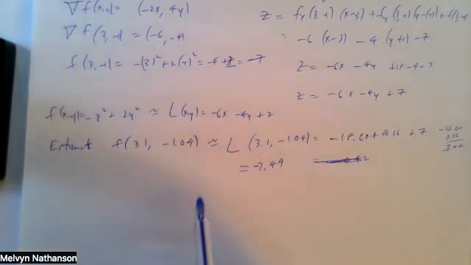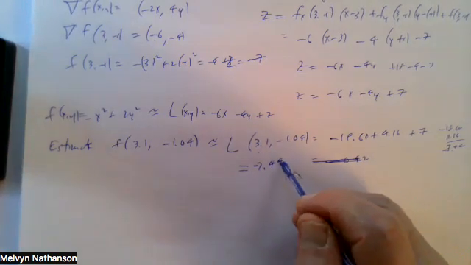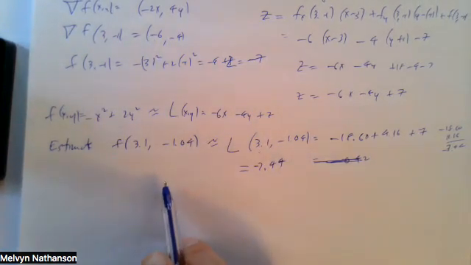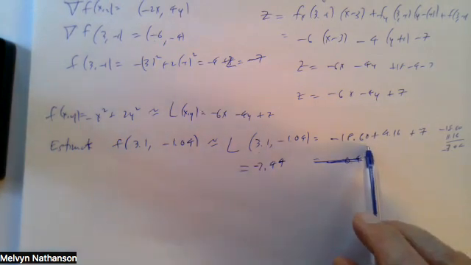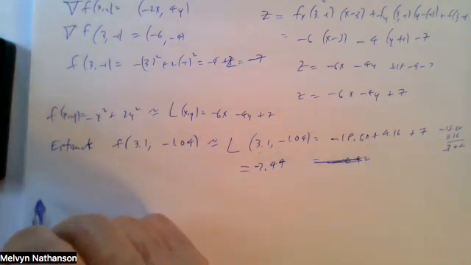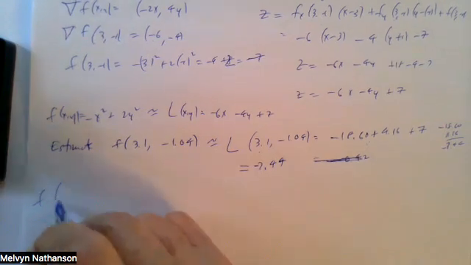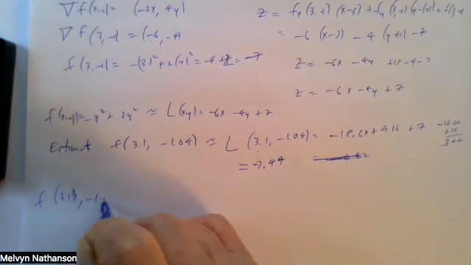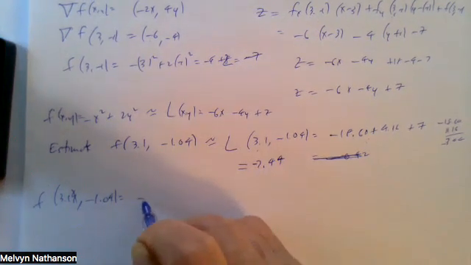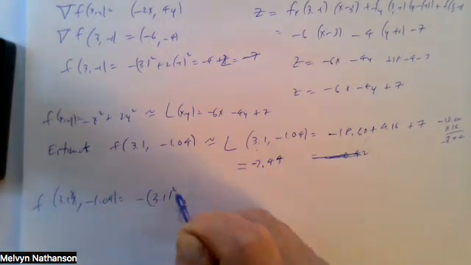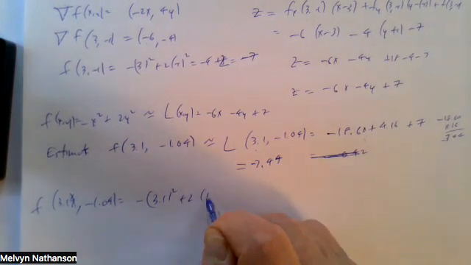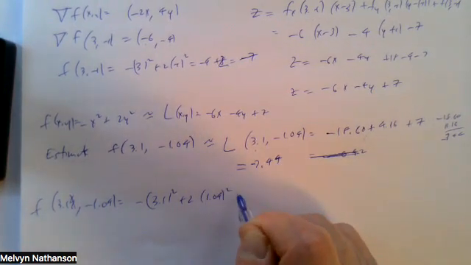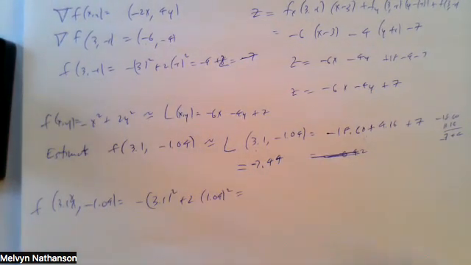So this is my approximation to the value of the function at 3.1. And it's easier to compute this than to compute exactly what is f of 3.1 minus 1.04. It's going to be minus 3.1 squared plus 2 times 1.04 squared. What does that equal to?